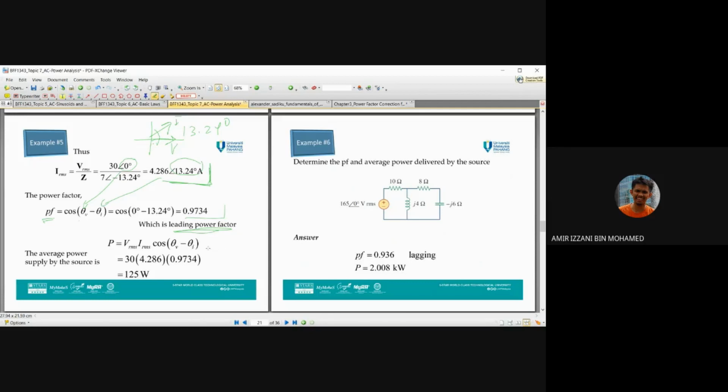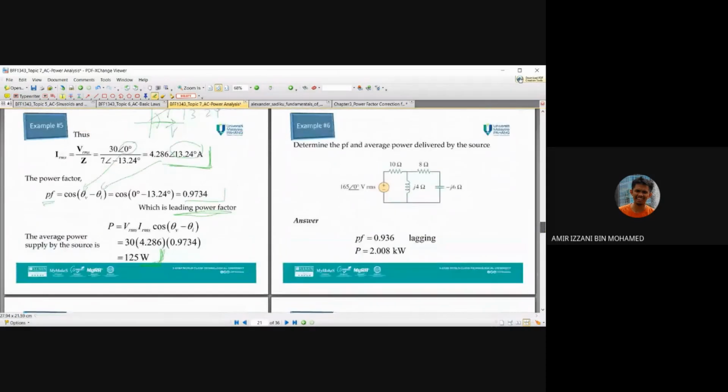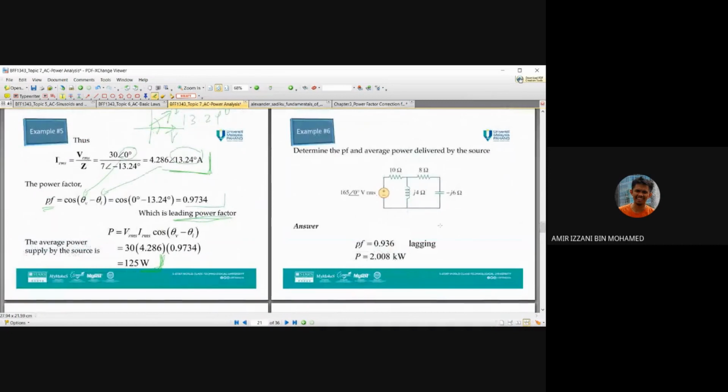So to determine power, just use this equation: P equals V RMS, I RMS cos theta V minus theta I, and finally we get the answer, 125 watt. Okay, you can try this example by yourself to determine the power factor and average power delivered by the source.